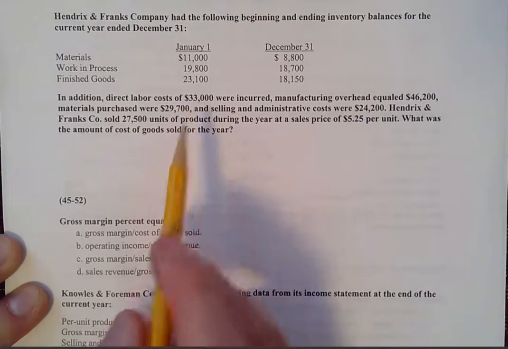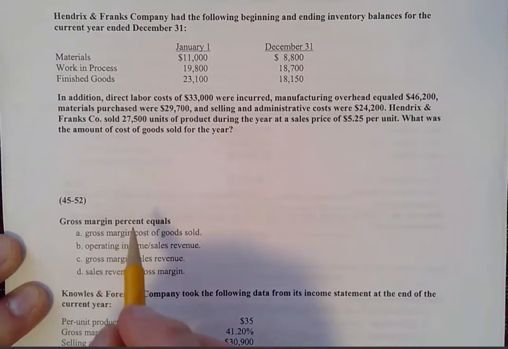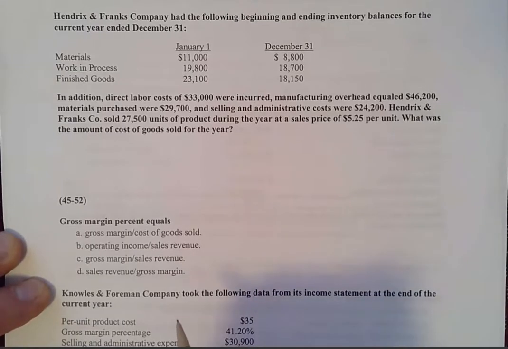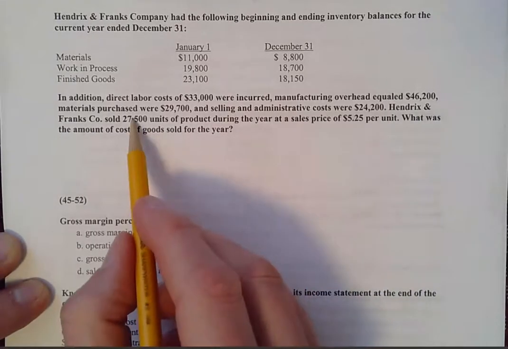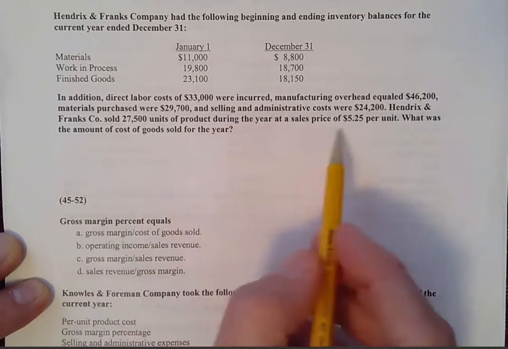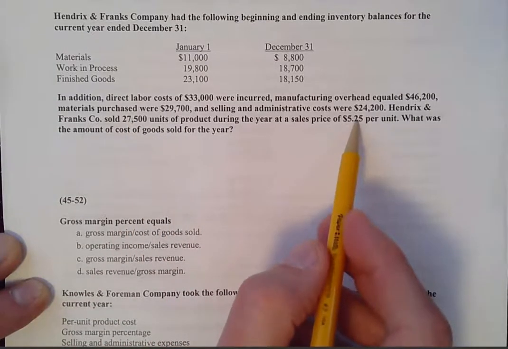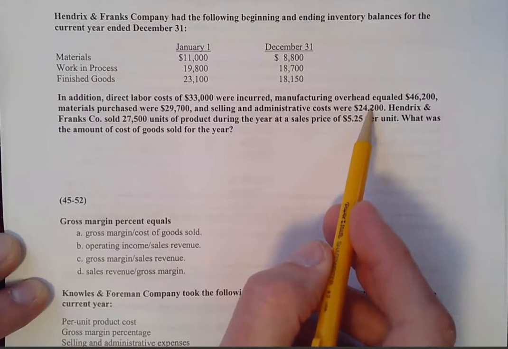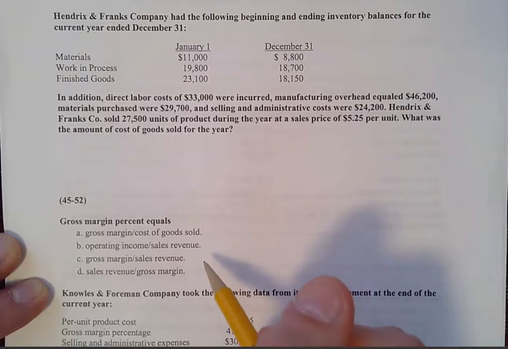We've got direct labor. I'm trying to decide how I want to show this to you. We're going to need most of the numbers in this question. I can tell you we're not going to need the 27.5, and we're not going to care about the $5.25 because we're not trying to determine revenue, and we're not going to worry about this 24.2 here because operating expenses are not part of cost of goods sold. Okay.